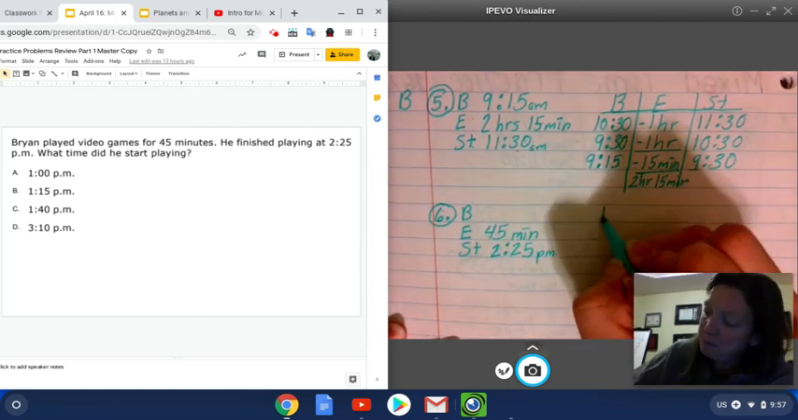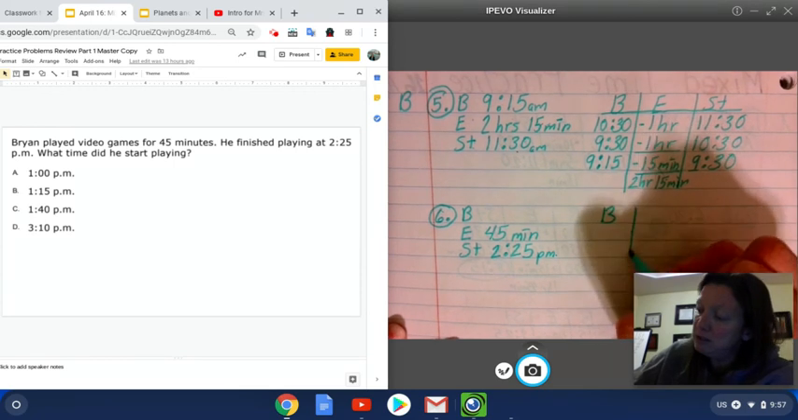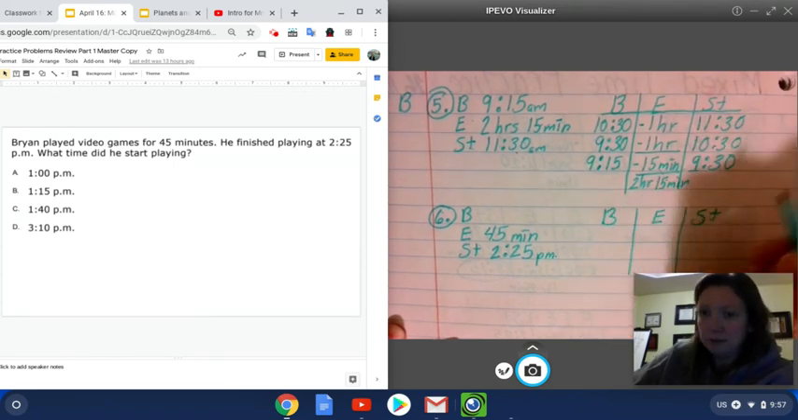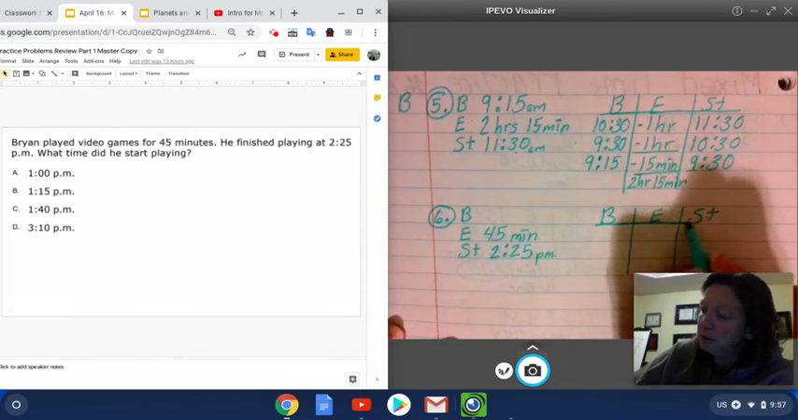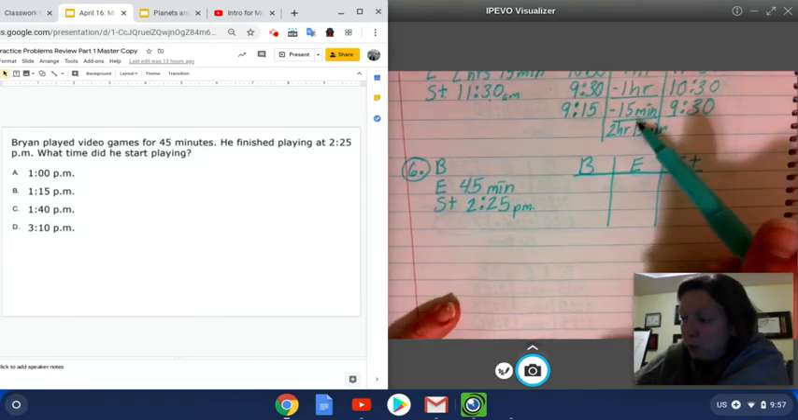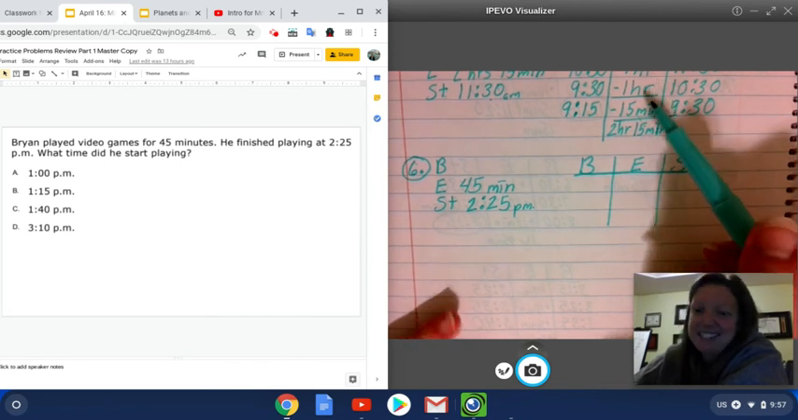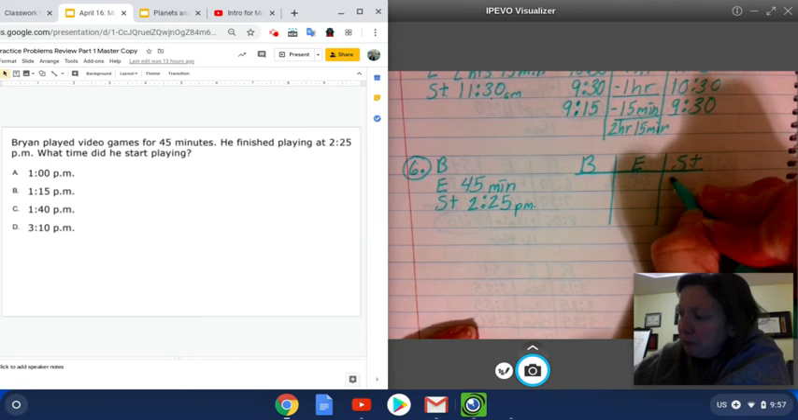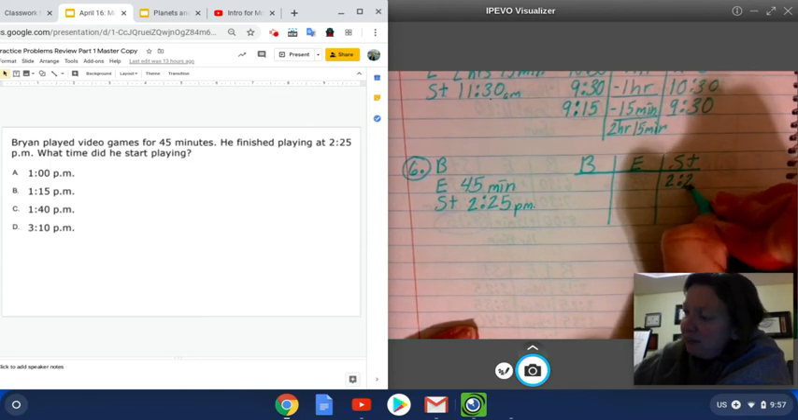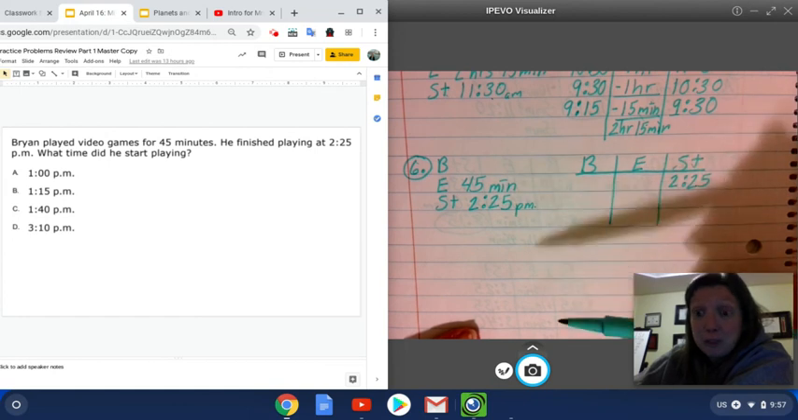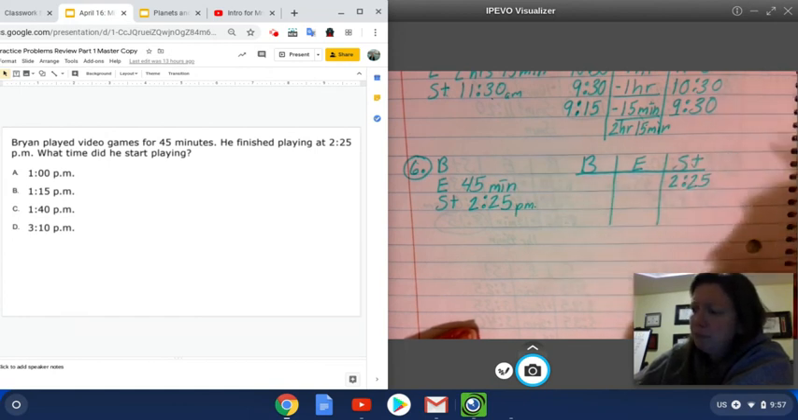And this says PM. So we're going to make our double T-chart only while we're learning. And that's because it helps us organize some of the ideas like this because we're just learning, remember? So 2:25. So I'm actually looking for what is 45 minutes before 2:25.